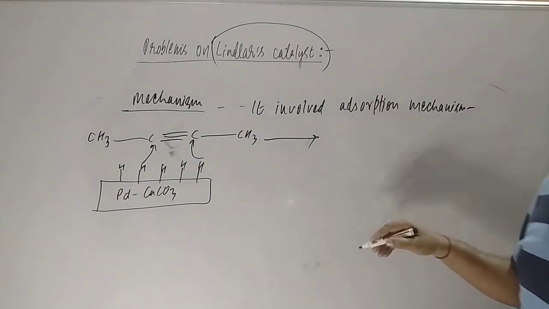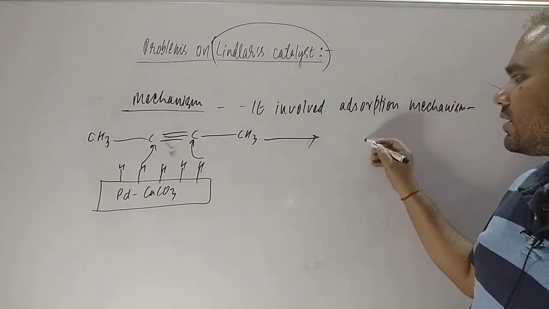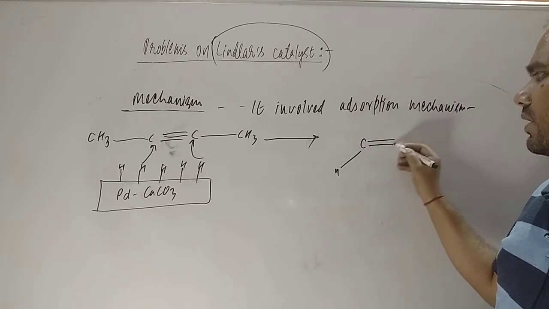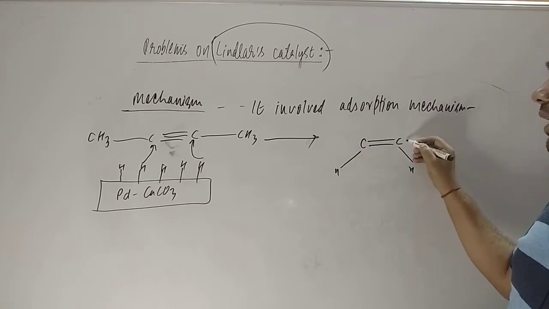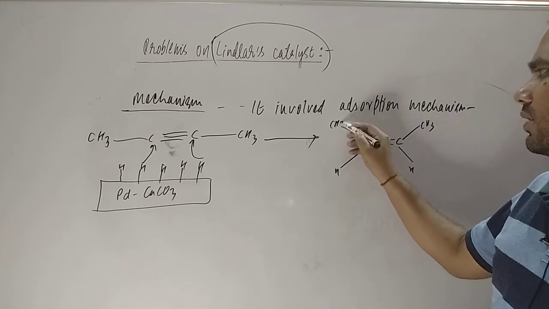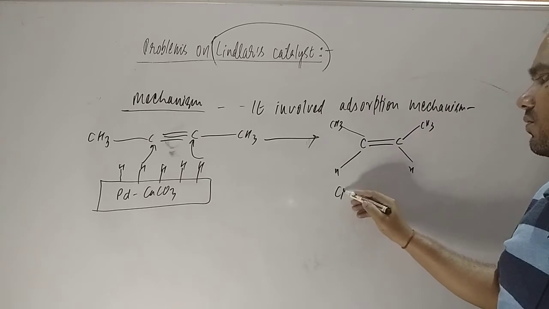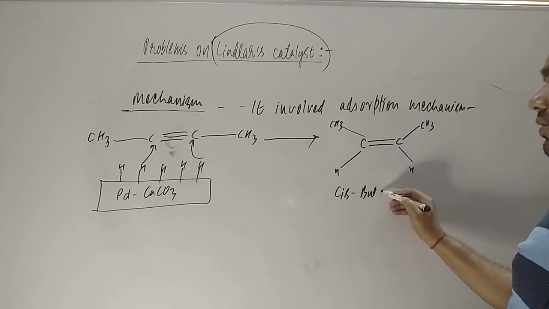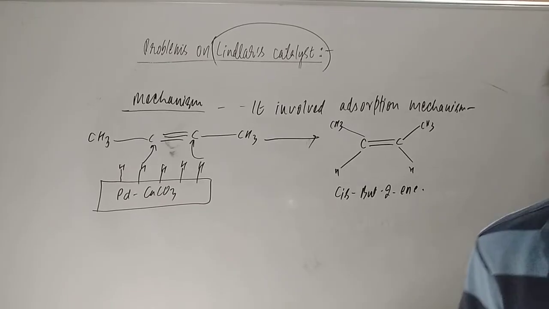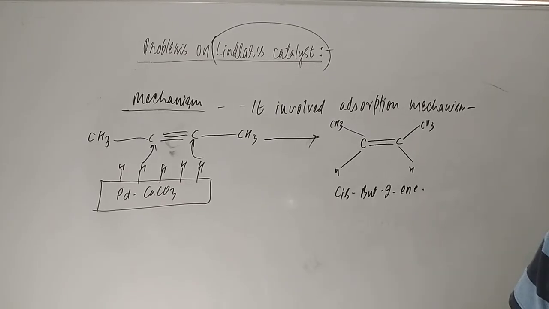So what will happen, students? This hydrogen is going to attack here. Now it will be a double bond, with hydrogen here, and the methyl group going this side and the other methyl group also going this side. So that is what comes out, students: cis-but-2-ene. This is what the mechanism is all about for the Lindlar catalyst. The mechanism is not that tough, students.